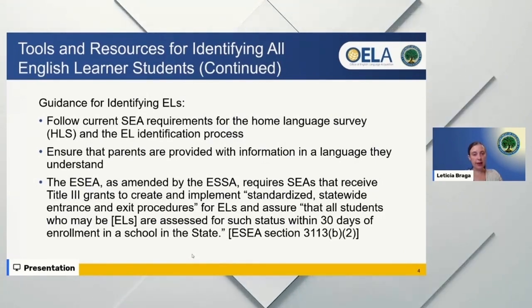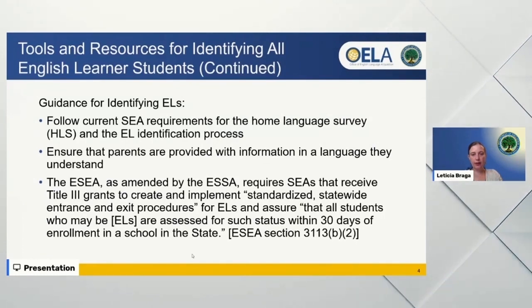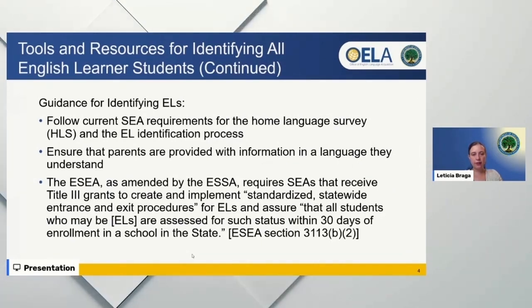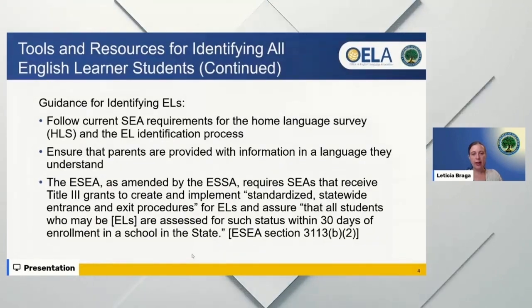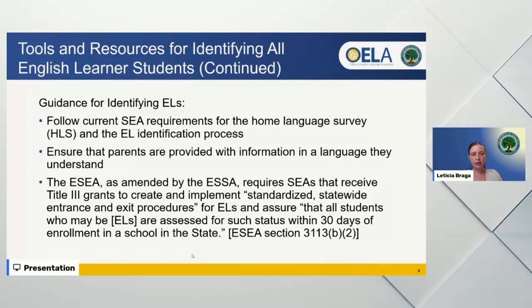Please note that the ESEA, as amended by ESSA, requires SEAs that receive Title III grants, after timely and meaningful consultation with local educational agencies, to create and implement standardized statewide entrance and exit procedures for English learners and assure that all students who may be English learners are assessed for such status within 30 days of enrollment in a school in the state, as required under ESEA Section 3113(b)(2).